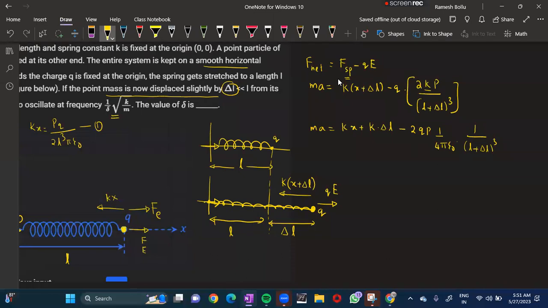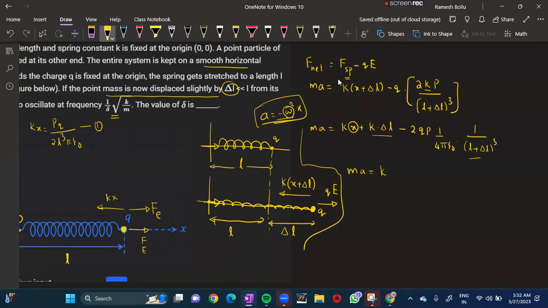My target is to convert into this term: A equal to minus omega square into X. So I can find the angular frequency or time period. So on the right side I have to remove all these terms like delta L, these big terms, I have to eliminate. I have to continue only X. So that is my strategy. So I will do that.